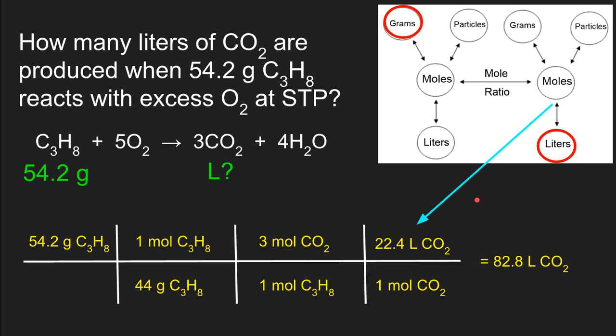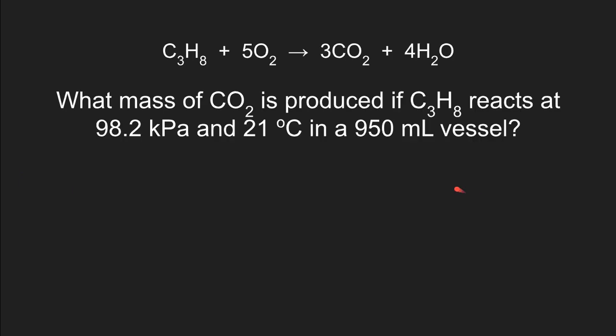So that is using our normal flow chart, and we just call it gas stoichiometry because you're utilizing the liters. Okay? Let's go to the next problem. Same exact equation. This time it asks what mass of CO2 is produced if C3H8 reacts at this pressure and temperature in a volume. So I have P, I have T, and I have V.